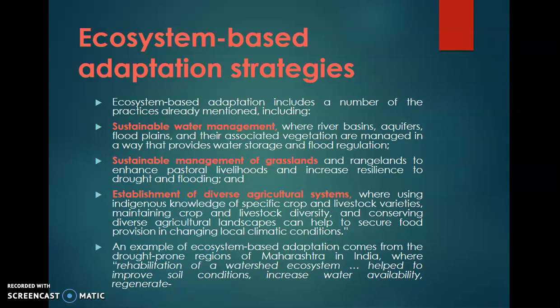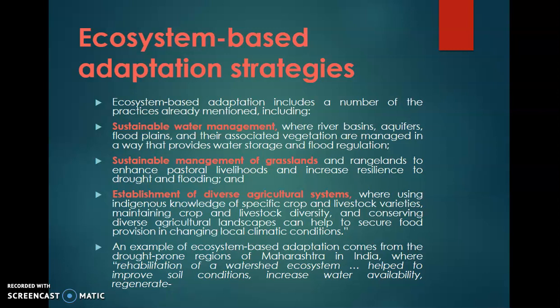Then, sustainable management of grasslands and rangelands to enhance pastoral livelihoods and increase resilience to droughts and flooding. So, sustainable management of grassland is also very important for livelihood, for the livestock as well, because those people who have livestock need grasslands for their animals in order to fulfill their requirements.